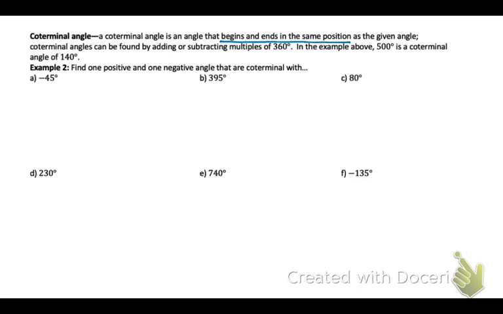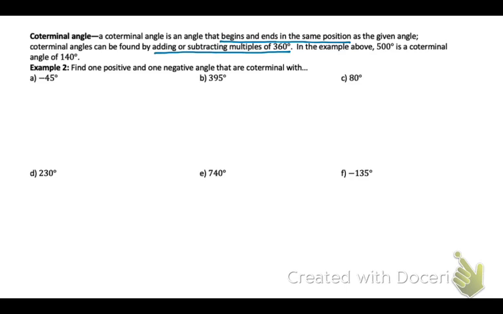Coterminal angles are one or more rotations apart. So they can be found by adding or subtracting the degree equivalent of a rotation, so adding or subtracting multiples of 360 degrees. Either you add 360 degrees, so that it would be one rotation further in the positive direction, or subtract one rotation further in the negative direction.